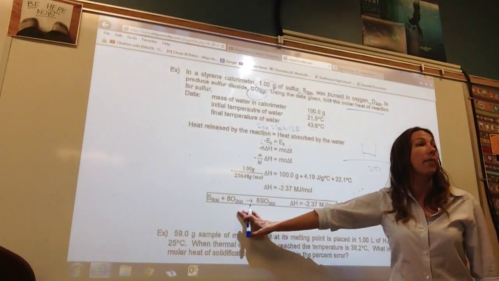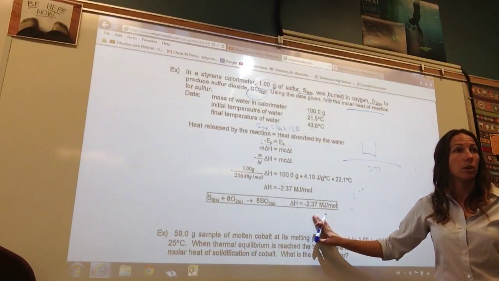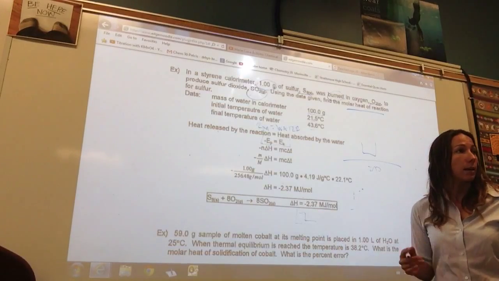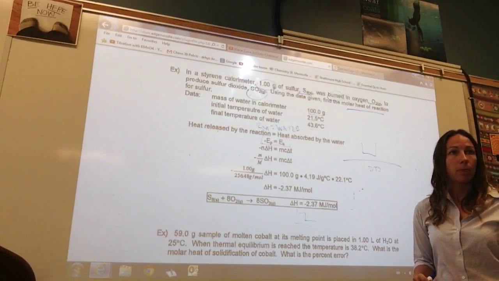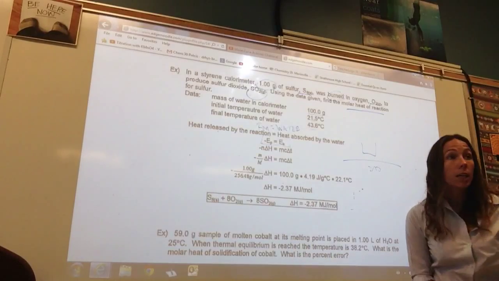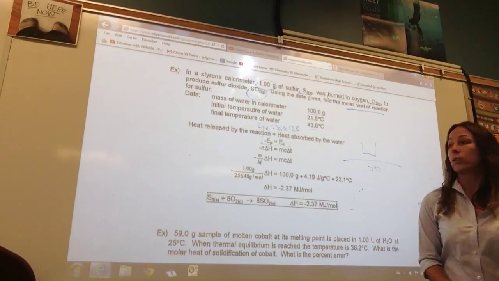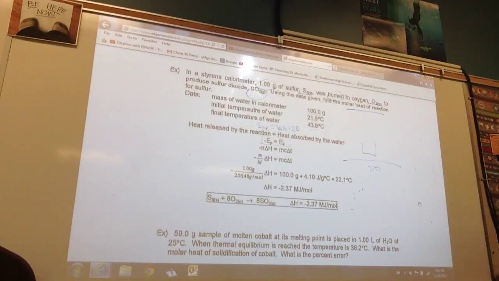Okay, and could you do an enthalpy diagram for this? Yeah? It would look like this, because it's exothermic. Okay? All right. Happy? Get it? That's as simple as it gets. Okay, here's one that's a little more complicated.